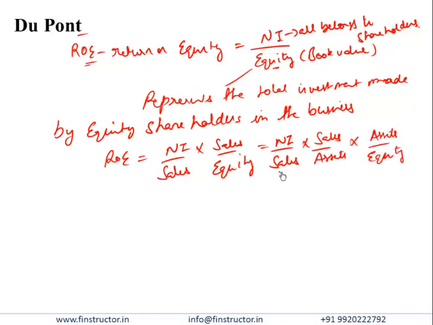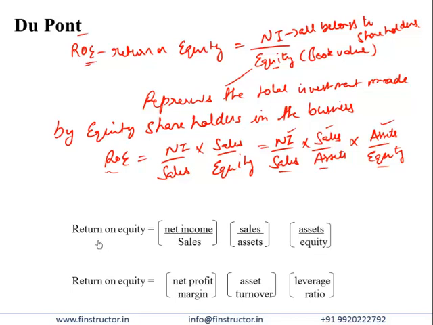This breakup is called the original DuPont equation, and it breaks up my ROE into the net profit margin multiplied by the asset turnover multiplied by the leverage ratio. Or if the ROE of a company has to change, then one of these three aspects need to change. Either the net profit margin should go up or down, the sales turnover, that is the sales for the assets employed, should change, or the leverage ratio should increase or decrease.